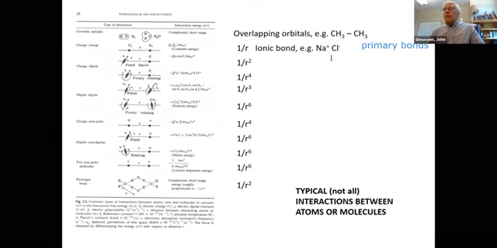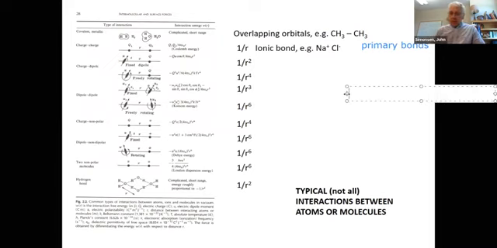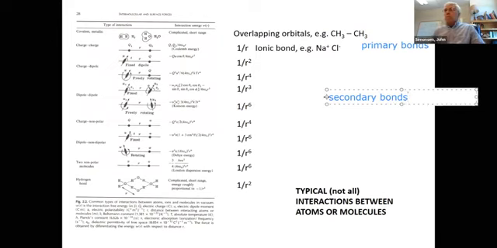So covalent and ionic bonds are called primary bonds. All the rest of these are called secondary bonds. Right? So the van der Waals forces come from secondary bonds, not primary bonds. Primary bonds are much, much stronger than secondary bonds. I've got a chart later on that will give you some numbers for that.